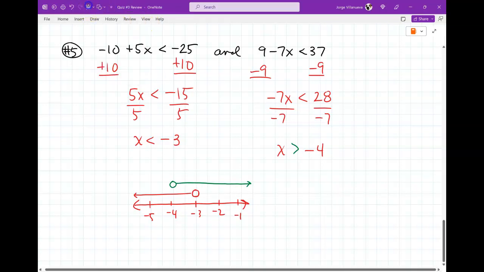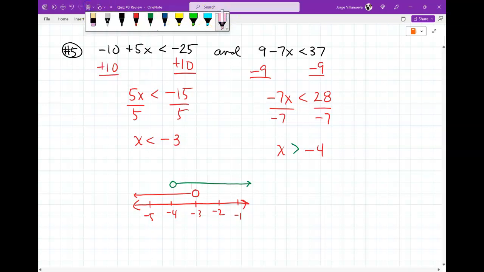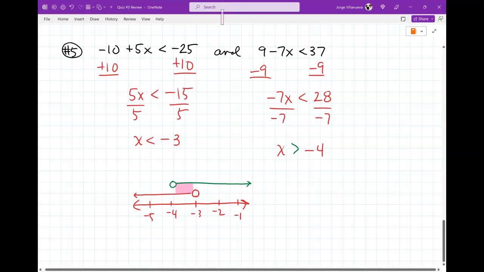Since this is an AND problem, I get to figure out what they have in common, and it's a little bit, but it's right there. A little bit in common, just one whole unit. So I'm going to go ahead and draw my answer. Should look like this. Okay, this is my answer to that problem.